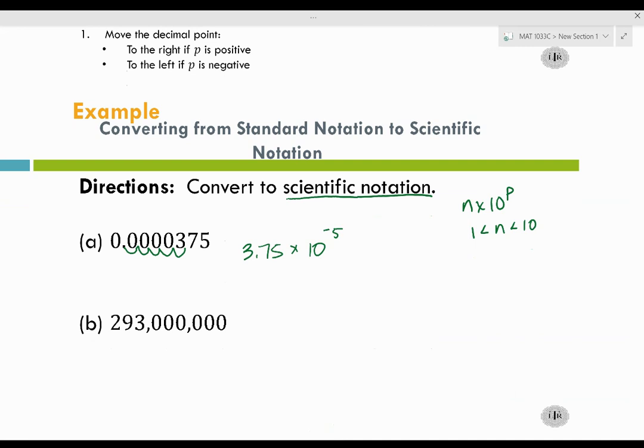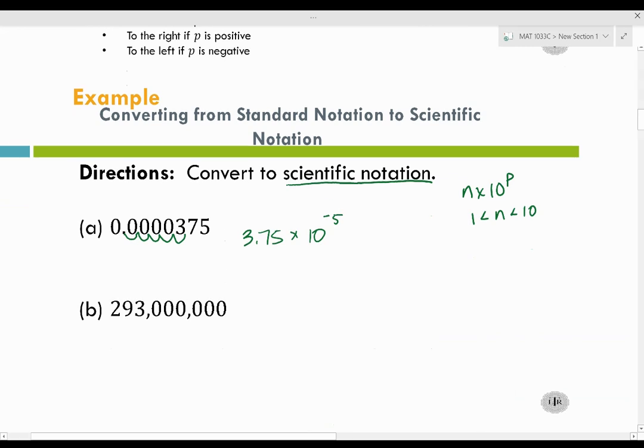Now let's try B. For B, we have this large number. Something else you may recognize is that the number written in B doesn't have a decimal point. We don't actually see it. If you don't see a decimal point, it's understood to be all the way to the right-hand side of the number. So even though it's not written, our decimal point is understood to be here. So once again, we need to move the decimal so that we create a number that falls between 1 and 10. So I'm going to take my decimal point and I'm going to move it.